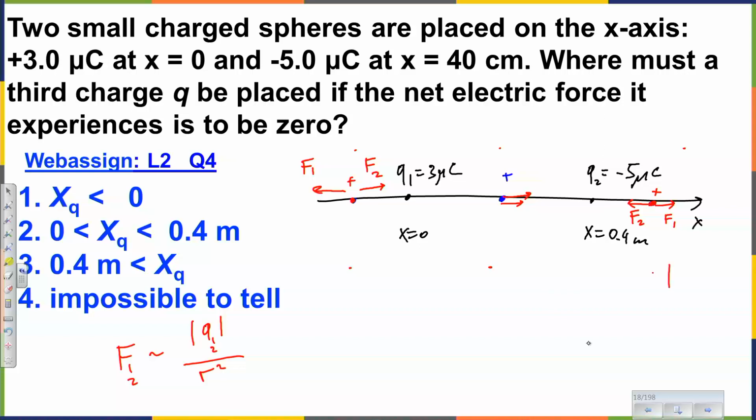Here, this force will be stronger. You have shorter distance and you have stronger charge. So theoretically, only one place. So this arrow always should be longer. So what's left here? And now we just have to solve it.